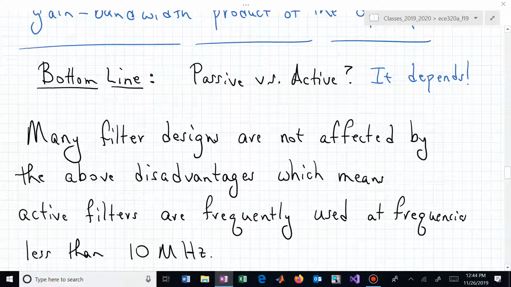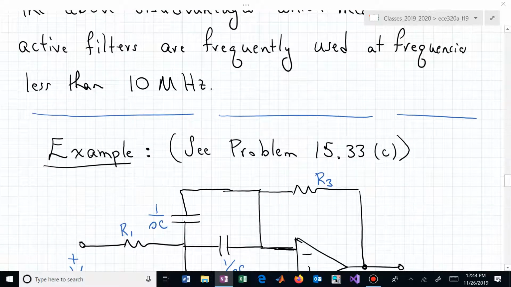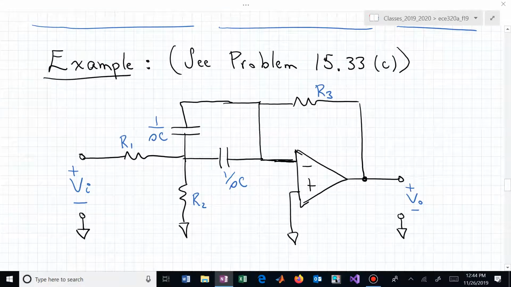Now we can start to exercise our hand and our mind to try to do some analysis on an active filter and see if we can now derive the transfer function. Here is a circuit provided as a problem in the textbook. It's problem 1533C, and now we want to be able to find its transfer function. What's the transfer function between V sub I and V sub O?